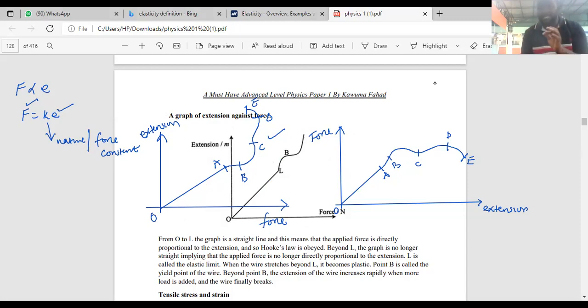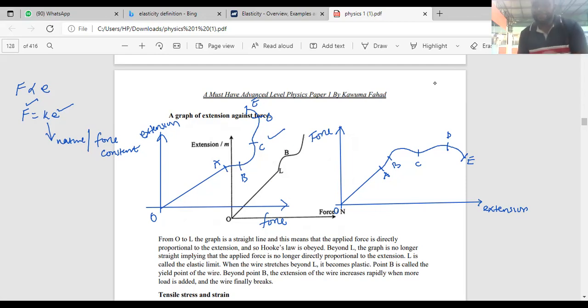So that is why we are saying the proportional limit stops at A, while the elastic limit stops at B. It extends up to B, but it is not proportional to the force applied, and it cannot recover its original shape and size. So Hooke's law stops at A, but still the material can extend. But when it extends, it will never recover its original shape and size.